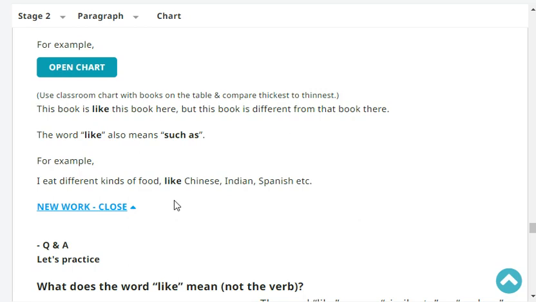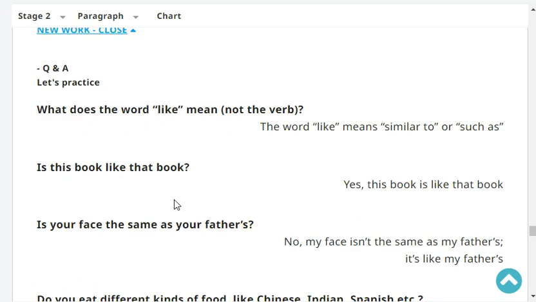For example, I eat different kinds of food like Chinese, Indian, Spanish, etc. Let's practice. What does the word like mean? The word like means similar to or such as. Very good.